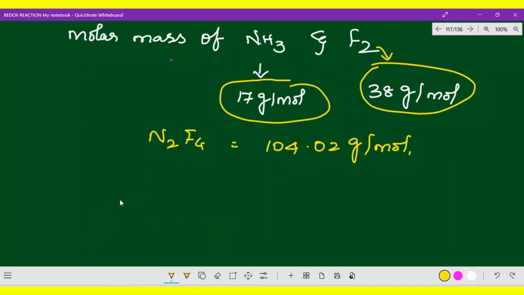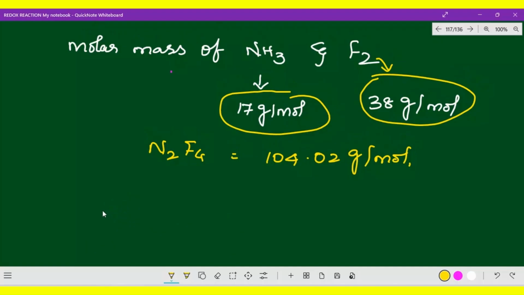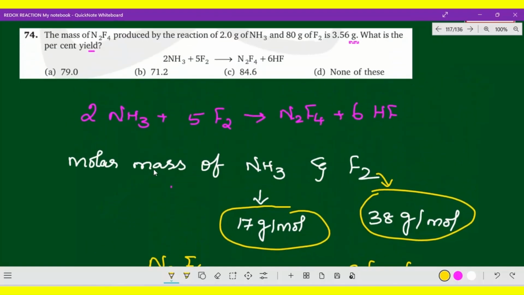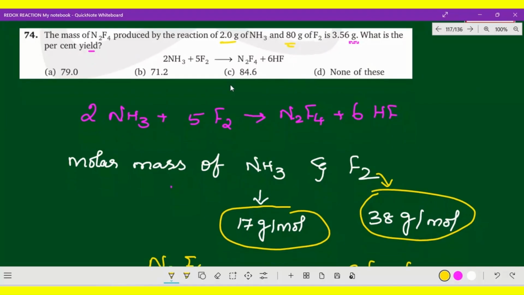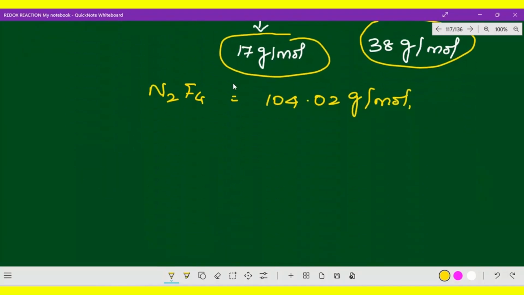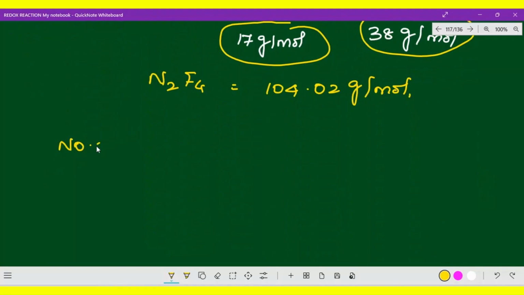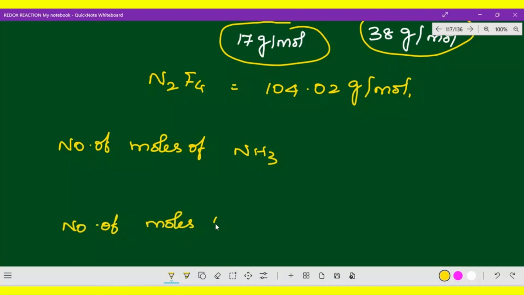What is the number of moles? Given mass by molecular mass. Here they have given the mass, I hope you got that idea. Given mass, they mentioned ammonia and fluorine. So we find the number of moles of ammonia, NH3, and the same way the number of moles of fluorine.